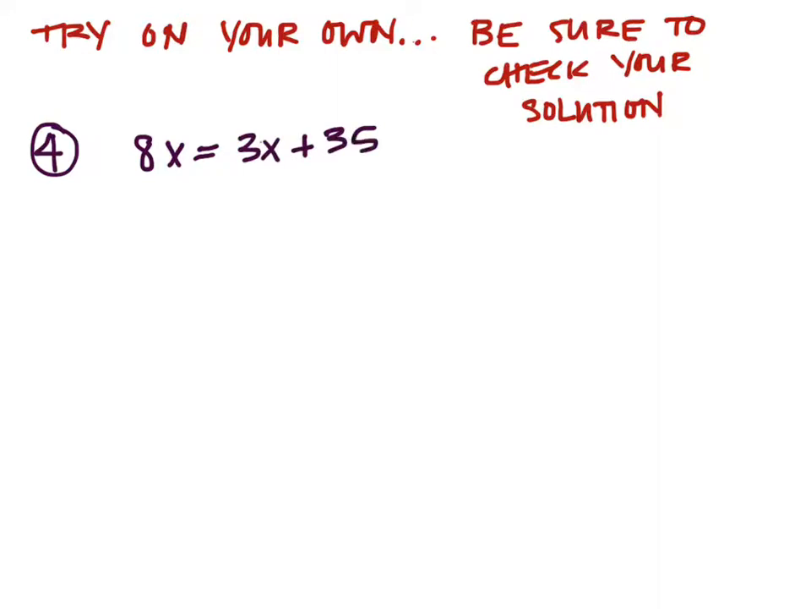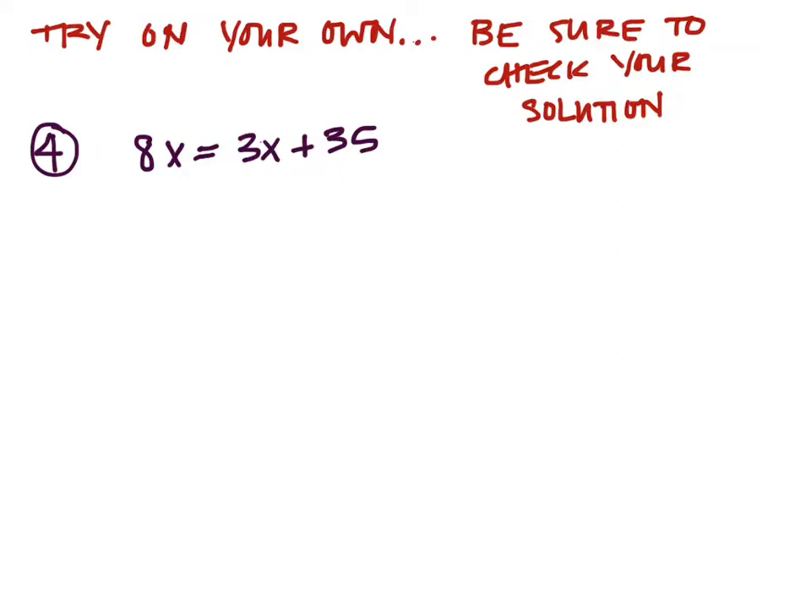So our first problem for you to try on your own is 8x is equal to 3x plus 35. Now again, we do have a variable on both sides. We have the 8x on the left and the 3x on the right-hand side. So make sure that you draw a river if you're getting confused as to which side is which, and go ahead and solve, following the steps.